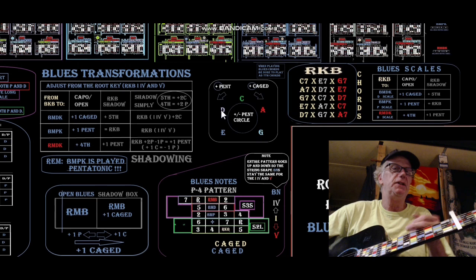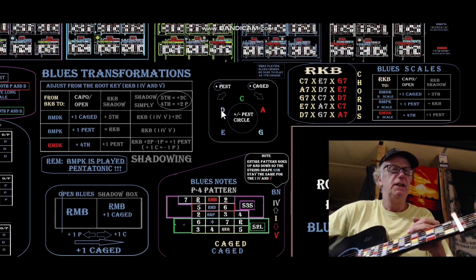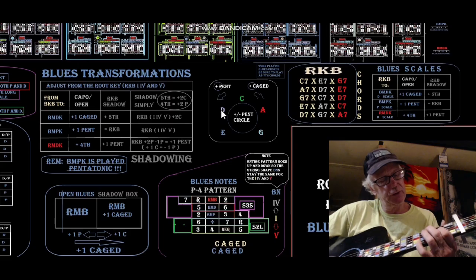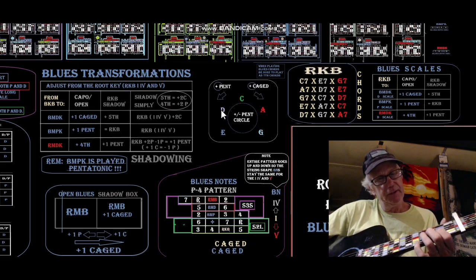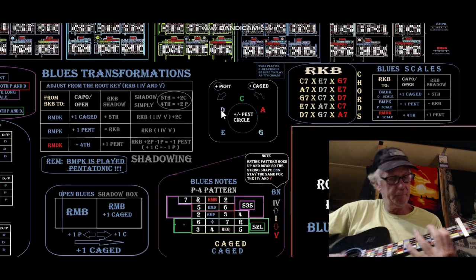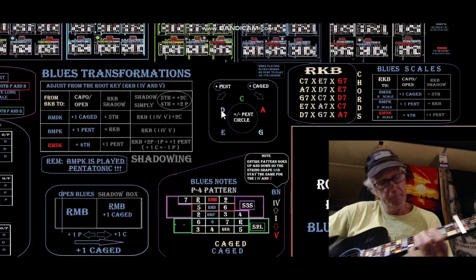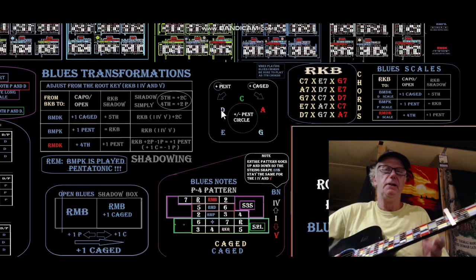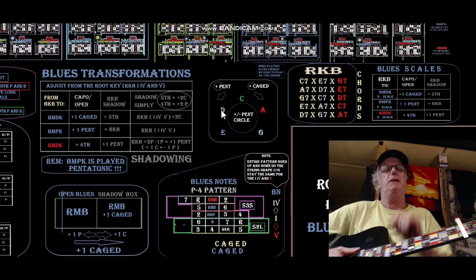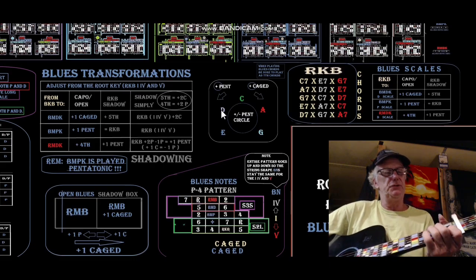We're going to go up to the next cage shape from D. D goes to C again, so it's 2, 3, 5, 6, root 2, 3, 5, 6, root 2, 3, 5. There's your root there. We went to the C shape. We don't have to do that anymore. We don't have to worry about that anymore because we're in the blues keys.